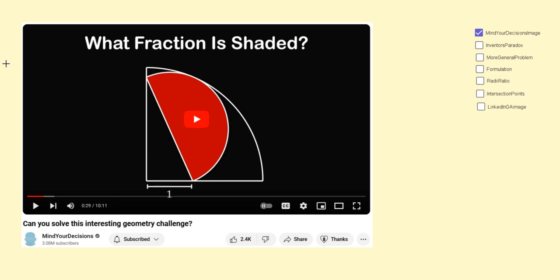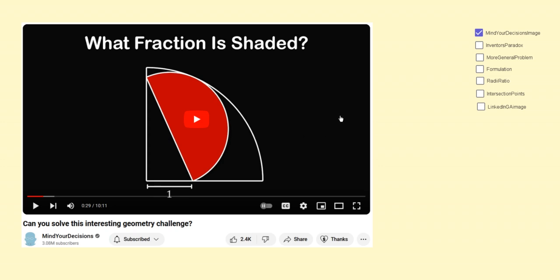In this video, we'll solve this problem that was presented on the channel Mind Your Decisions, which I hope you'll check out because they present a lot of really neat problems. So in this one, we're given a quarter circle and a semicircle that's inscribed therein, and this dimension 1, and we're asked to find out what fraction the red area here is of the quarter circle.